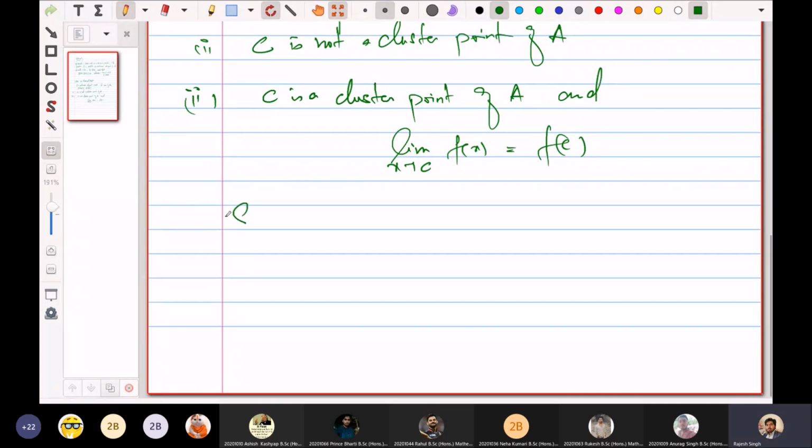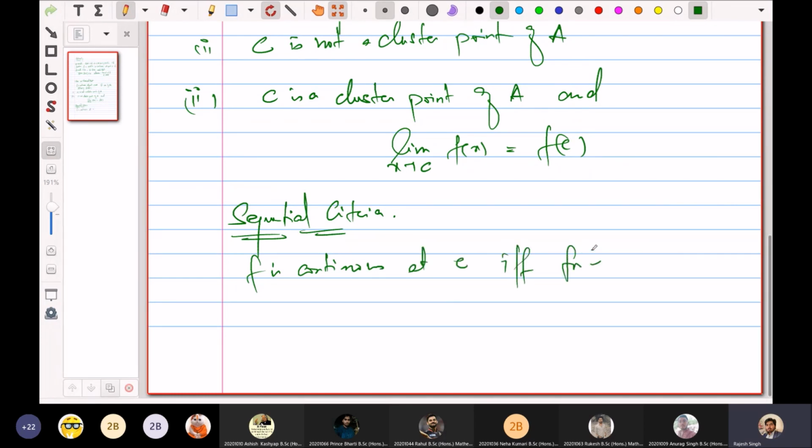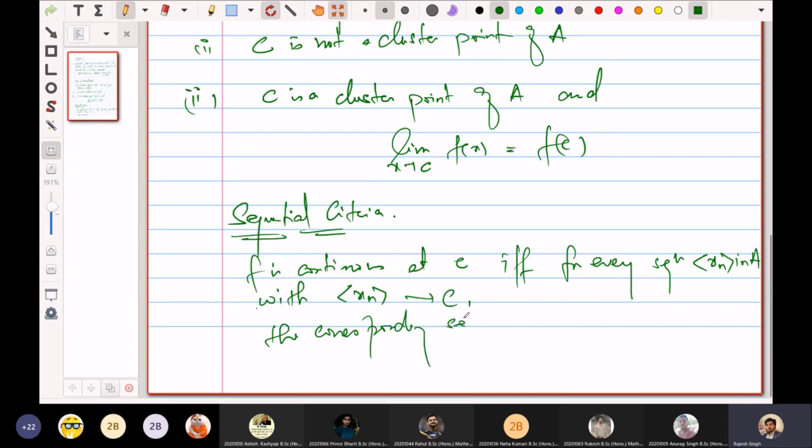So then we did sequential criteria. What was sequential criteria? f is continuous at c if and only if for every sequence xn in A with xn converging to c, the corresponding sequence f(xn) converges to f(c). So this was our sequential criteria.